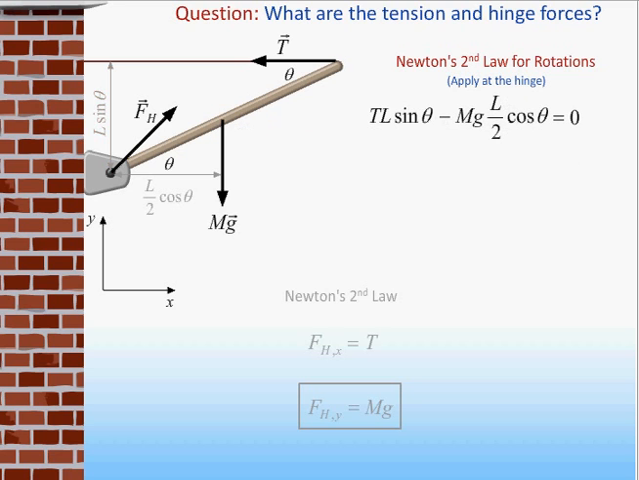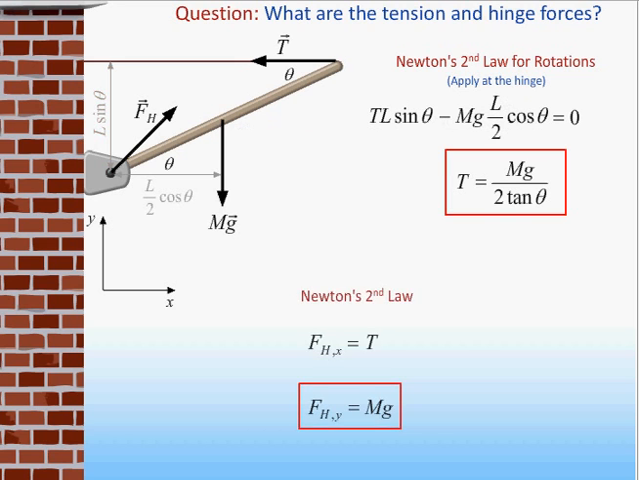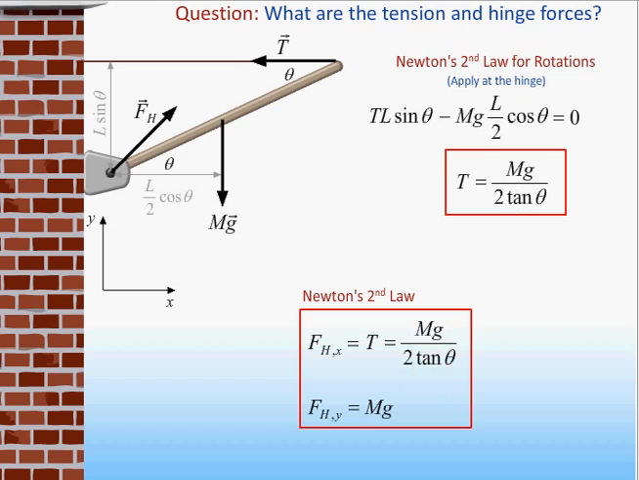We can solve the resulting equation to find a simple relationship between the tension in the wire, the weight of the beam, and the angle of the wire. If we now return to the Newton's second law equations, we see that the magnitude of its x component is equal to the tension, and the magnitude of its y component is equal to the weight of the beam.